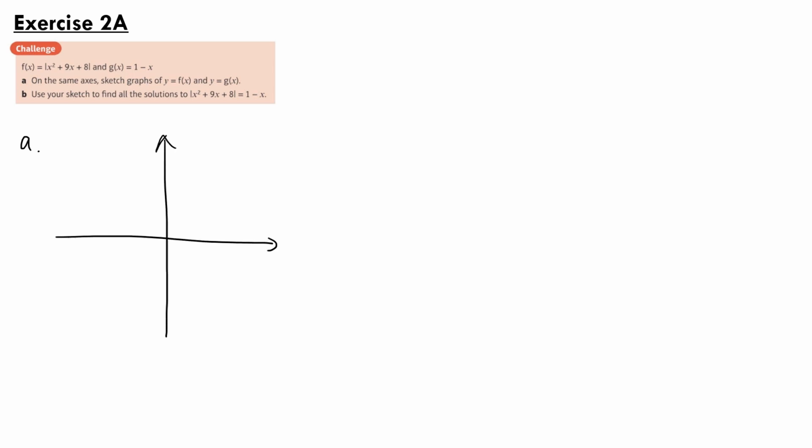So, if we think about f of x first, to draw modulus graphs, you should always draw what the graph looks like if there was no modulus sign. So first doing that, if we factorize this quadratic, we get (x plus 8)(x plus 1). So we have two solutions at x equals minus 8 and x equals minus 1. So if we draw the graph of this parabola, we know it's positive, so it will look something like this.